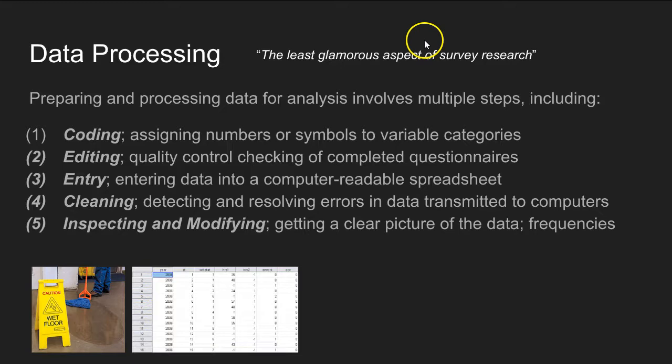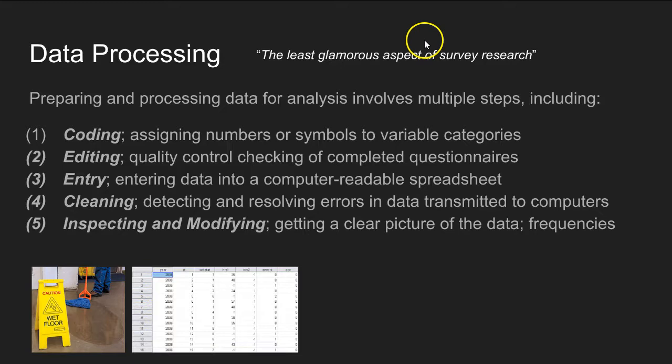There's also usually a second step involving editing. This is quality control checking of completed questionnaires, making sure that the responses that are entered on questionnaires are accurate, represent the true basis that was captured during the interview, and that they are logical responses that can be captured. So editing is looking through the completed survey questionnaires and making sure that they meet the researcher's standard for quality control.